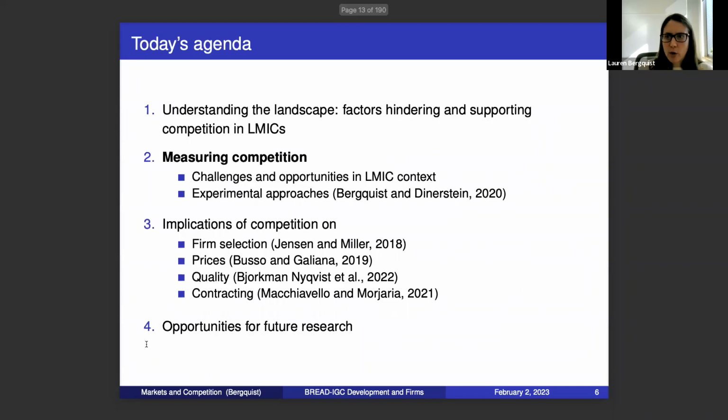Questions on that before we go on to measurements? Okay, so let's turn to measurement.